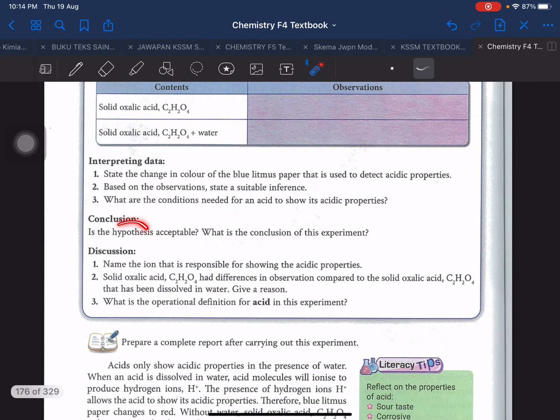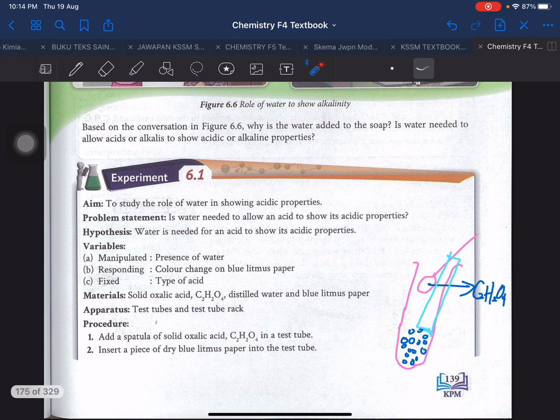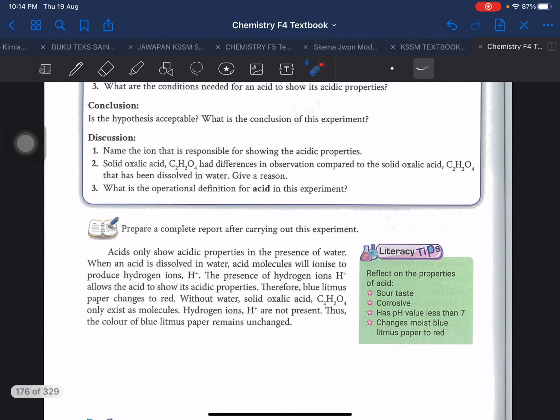Okay. So is the hypothesis acceptable? What is the conclusion? Let us look at the hypothesis again. Water is needed for an acid to show its acidic property. Yes, this is accepted. Sememangnya air diperlukan untuk menunjukkan sifat-sifat dia.